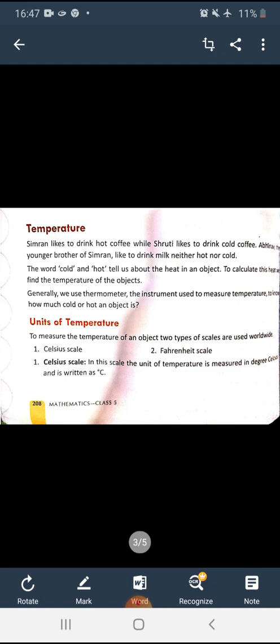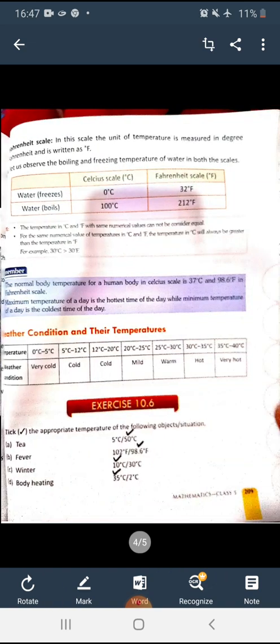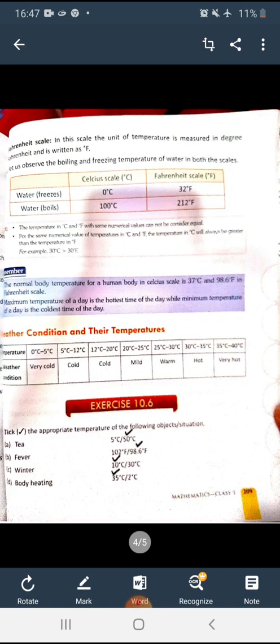Celsius scale is what? In this scale, the unit of temperature is measured in degrees Celsius and is written as degree Celsius. A very small circle, then C, capital C, it means degree Celsius. And the second unit is the Fahrenheit scale. In this scale, the unit of temperature is measured in degree Fahrenheit, and it is written as degree F. In Celsius, degree C. In Fahrenheit, degree F.